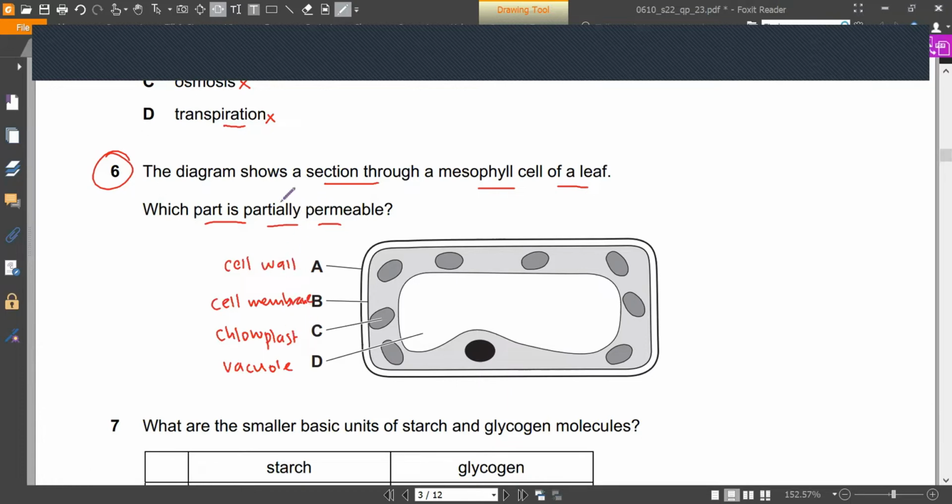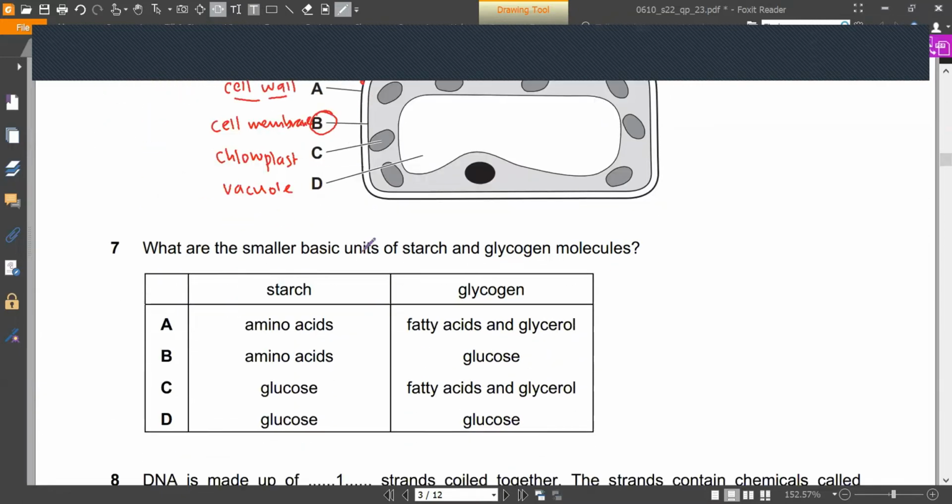Partially permeable means only allowing certain substances to pass through. So for this part, it will be the cell membrane, right? The cell membrane is the one that only allows certain substances to pass through. So it protects the cell from the things that the cell doesn't want. The cell wall is fully permeable, which means the pores on the cell wall are large enough for anything to pass through. So straightforward, this question.